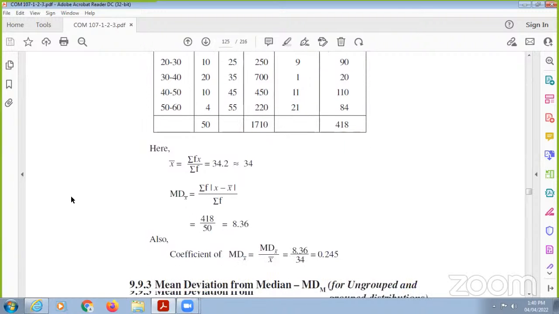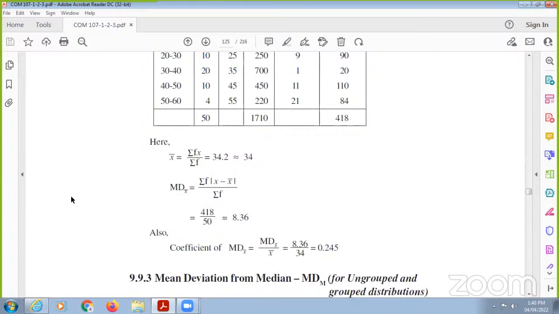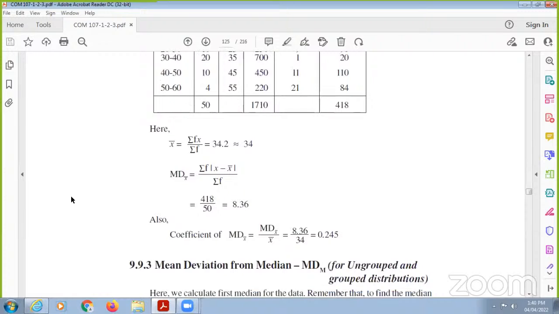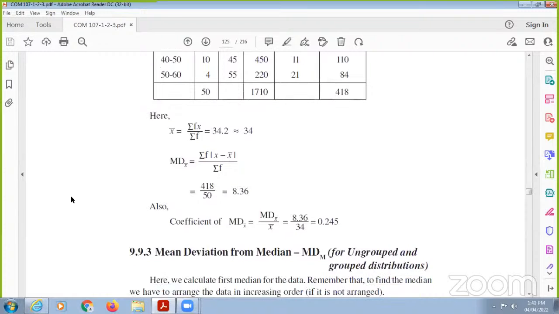Now coefficient of mean deviation from x bar is equal to mean deviation from x bar upon x bar. Here 8.36 divided by 34, approximately the answer will be 0.245.